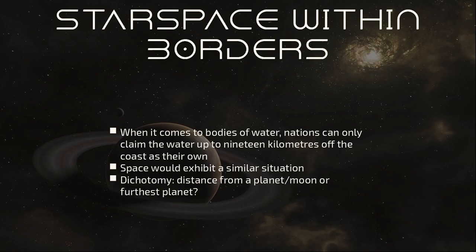The other question is, where does the line start? Would it be from a particular celestial body or from the furthest planet in a solar system? While the answer is the same for rogue planets and asteroids along interstellar borders, this becomes tricky with the solar system, so I would say tailor it to the needs of your universe. This will also be important for how the star space within the borders is monitored.